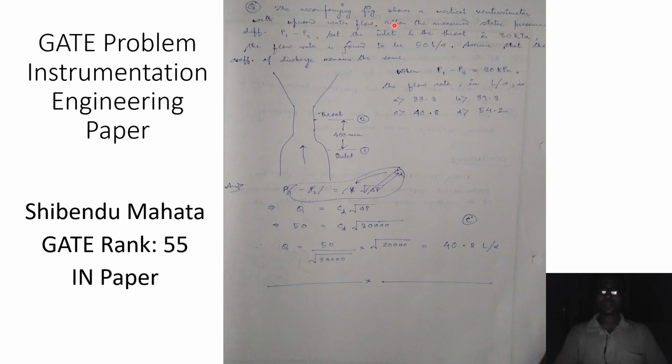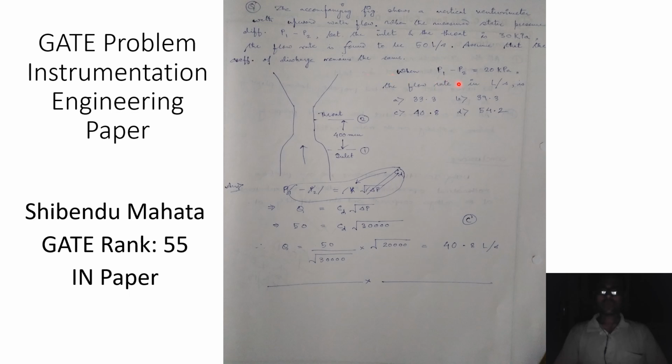The accompanying figure shows a vertical Venturimeter with upward water flow. When the measured static pressure difference P1 minus P2 between the inlet and the throat is 30 kilopascal, the flow rate is found to be 50 liter per second. Assume that the coefficient of discharge remains the same.